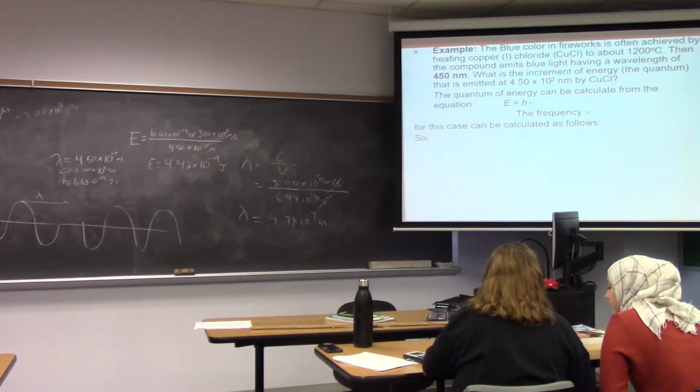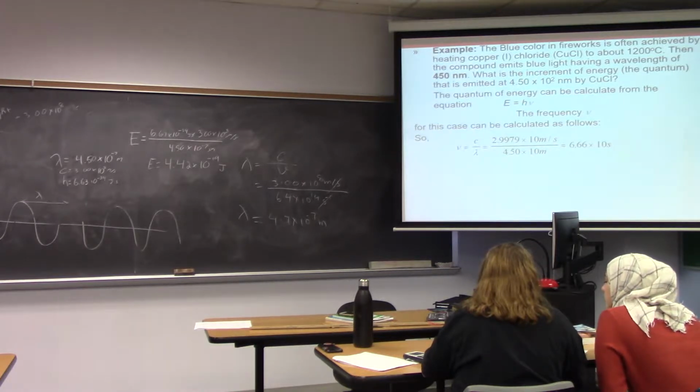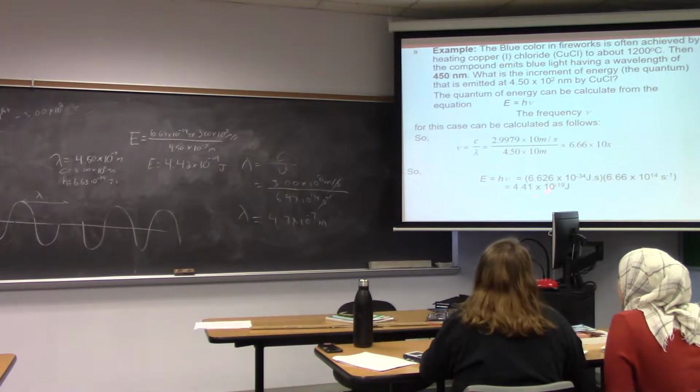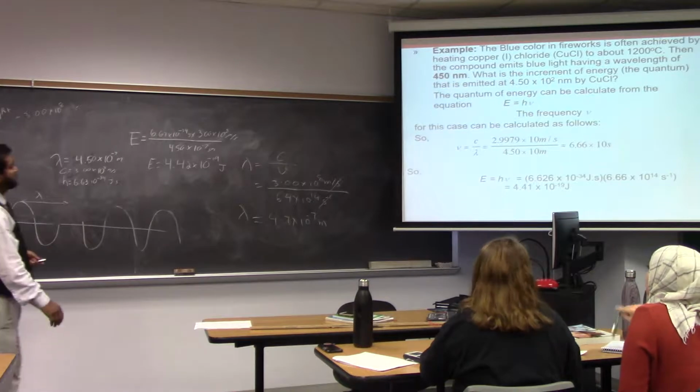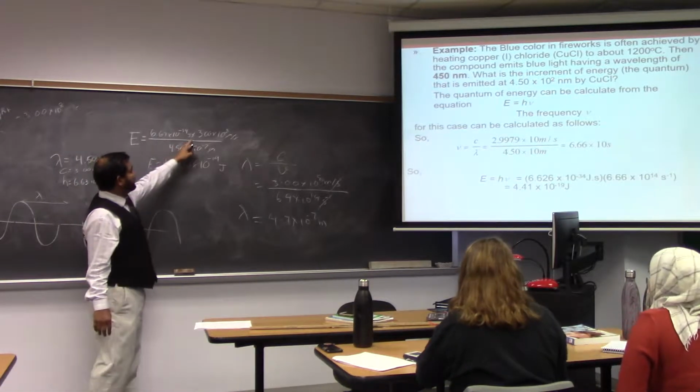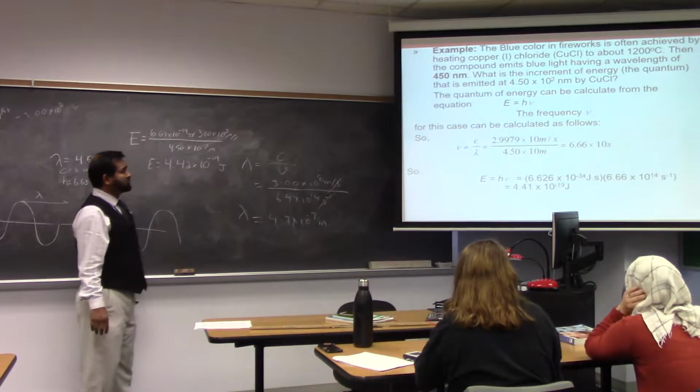So what we got? 4.42 times 10 to the minus 19. Yes, it is. So second per second cancel out, meter cancels, and you get joules.